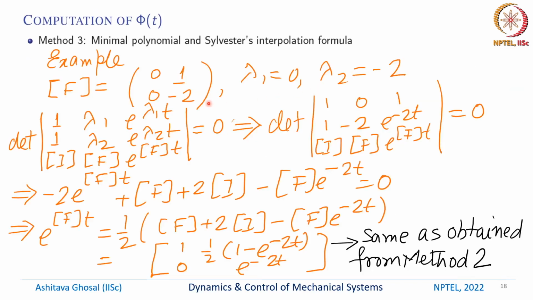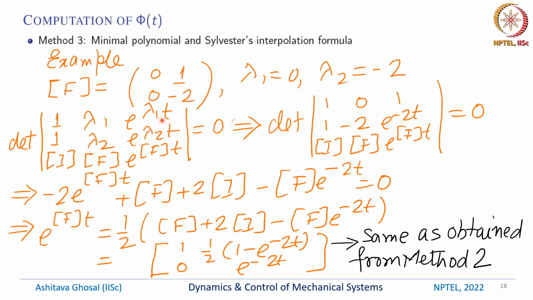To illustrate the method of minimal polynomial and Sylvester's interpolation formula, we take an example which we have seen earlier. The matrix F is given by 0, 1, 0, minus 2. The eigenvalues are 0 and minus 2. To follow this method, we obtain this determinant which has these elements. So the first column is 1, 1, identity matrix. The second column is lambda 1, lambda 2, and this F matrix.